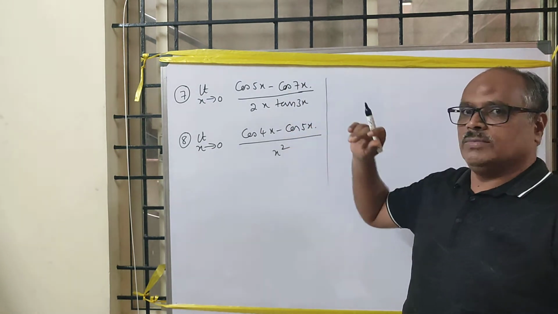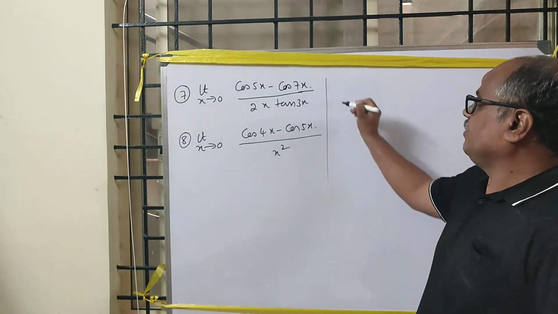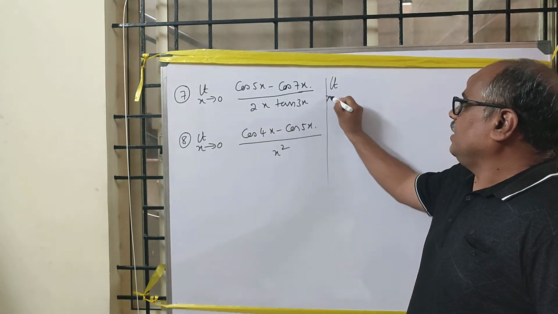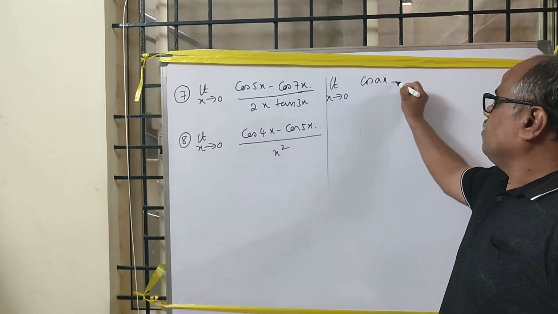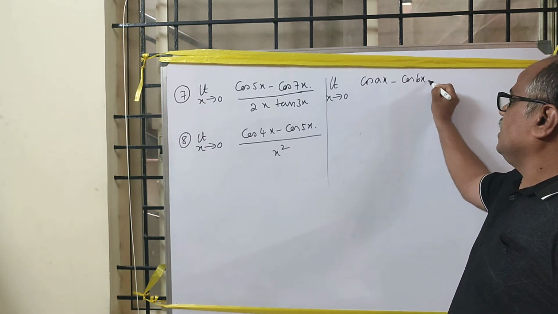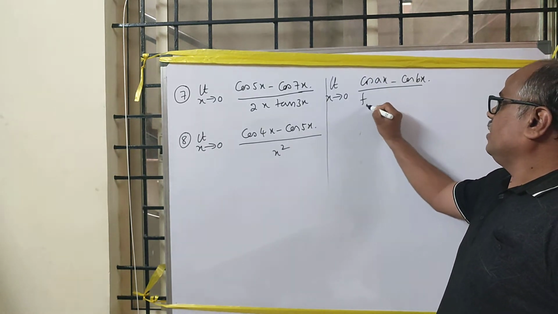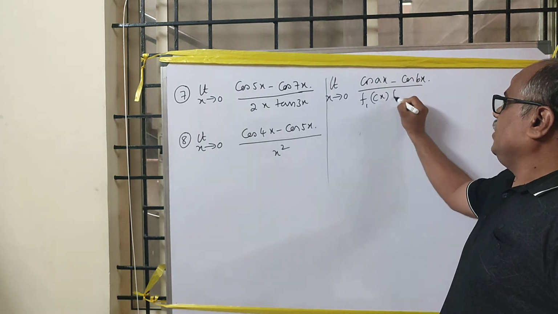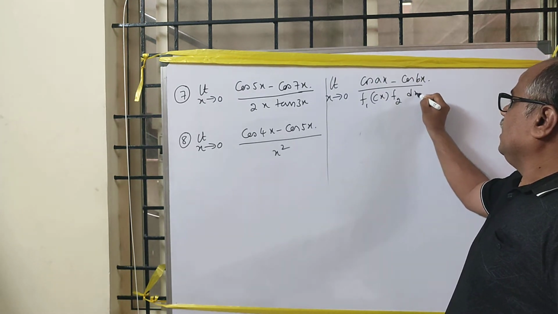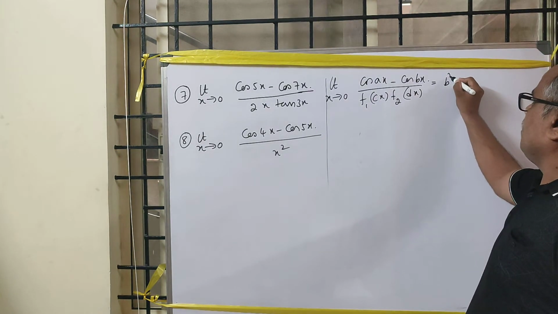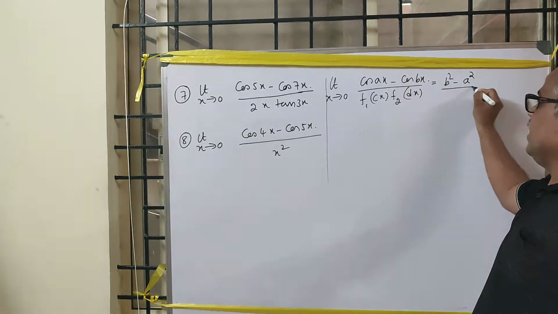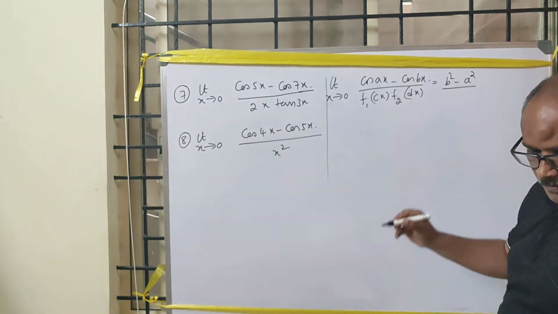For these two problems, the suitable shortcut, you have to remember: limit x tends to 0, cos ax minus cos bx divided by f1 cx into f2 dx. Then the answer is b squared minus a squared divided by 2cd.